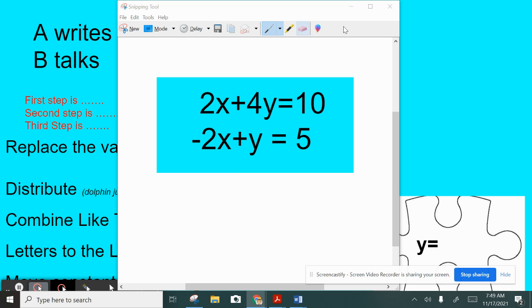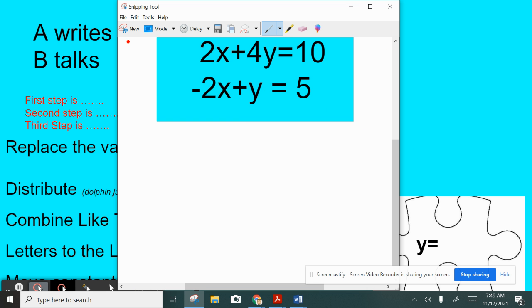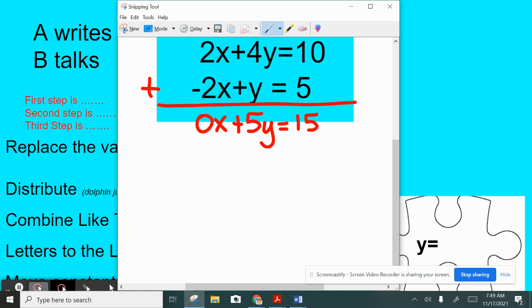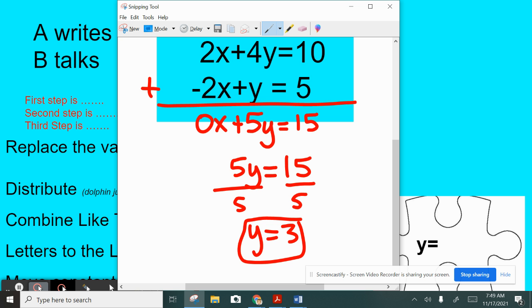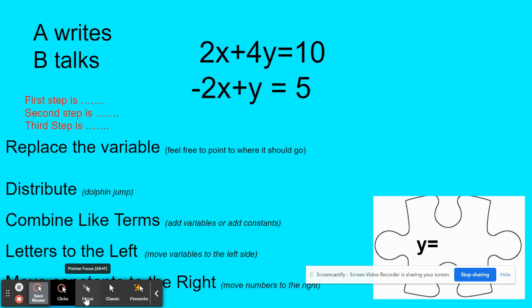All right, this is one we really got to work on, that we got to focus on, okay? So we understand that we're going to eliminate. We're going to go ahead and add down when we do this, okay? So it's going to be 0x, right, plus 5y equals 15. All right, so then you have 5y equals 15. Cool. Divide 5. Y is going to equal 3. All right, that's an important piece to the puzzle. Now I'm going to go ahead and try to use this side here. I'm going to use the pen again.